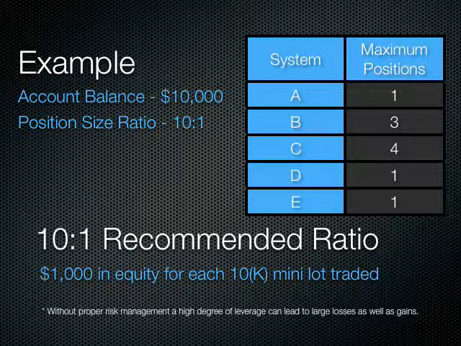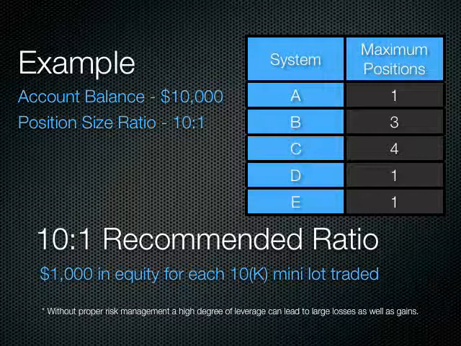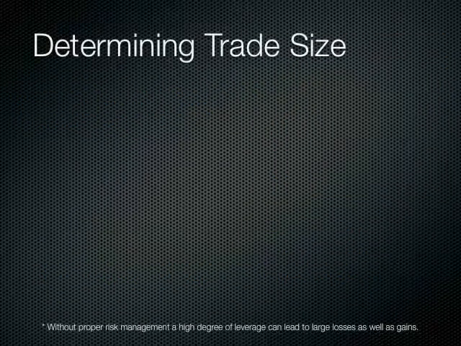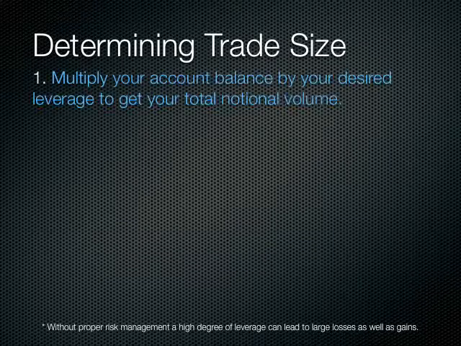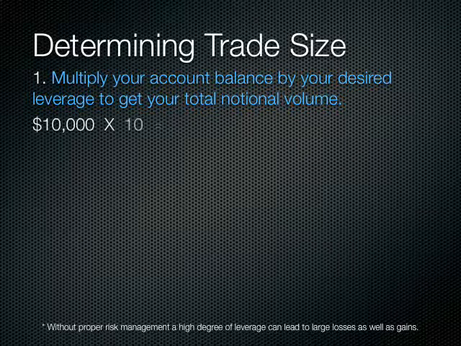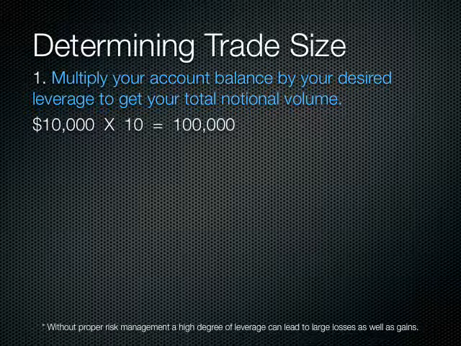Now that we have the information outlined, the next step is to decide on what we want our trade size to be. In order to determine this, we need to go through the following calculation. Multiply your account balance by your desired leverage to get the total notional volume your portfolio will trade. Our balance is $10,000, and our desired leverage is 10-to-1. So when we multiply these together, we get 100,000 units of currency for our total notional volume.